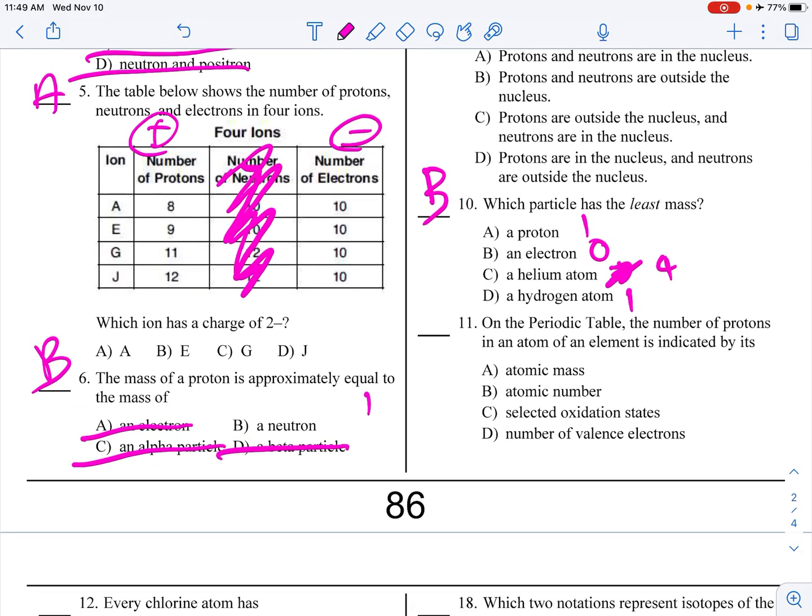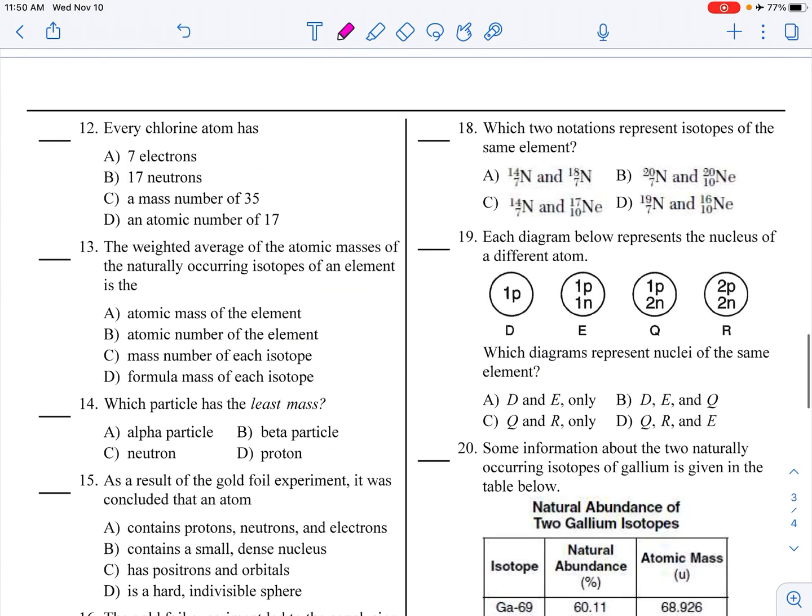On the periodic table, the number of protons is indicated by the atomic number. Every chlorine atom has 7 electrons? No, it has 17 electrons. 17 neutrons? No, I know, hold on, I should have gotten rid of that. 17 neutrons? Well, let's see, 35 minus 17, carry this, 8. Nope. A mass number of 35? No, they can change because of isotopes. Atomic number, that's protons. That's the identity. Has to be that one.